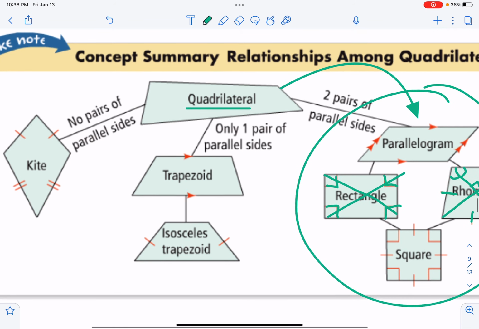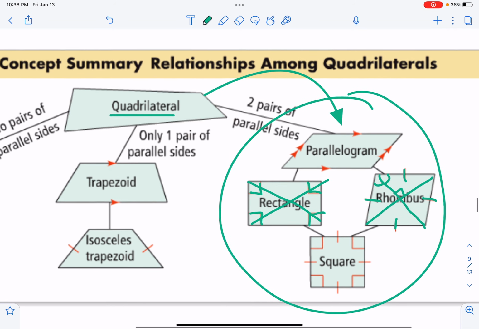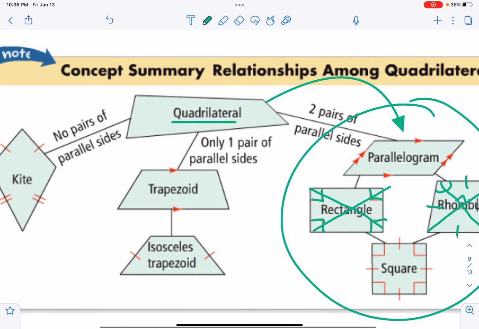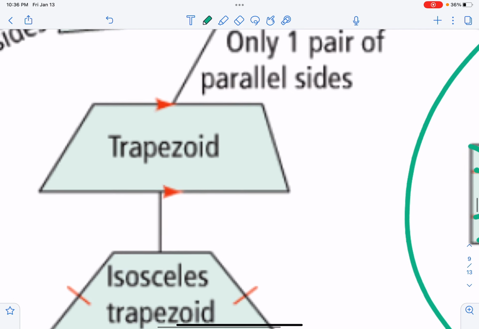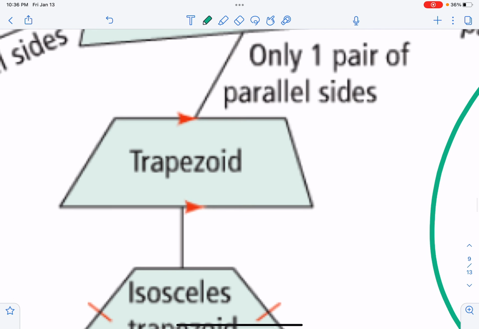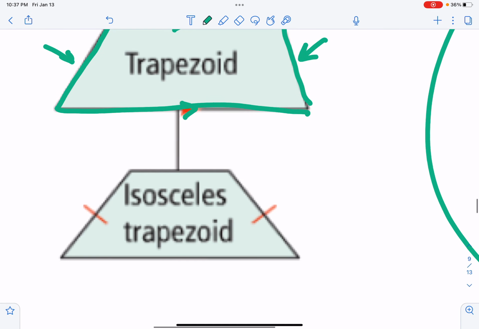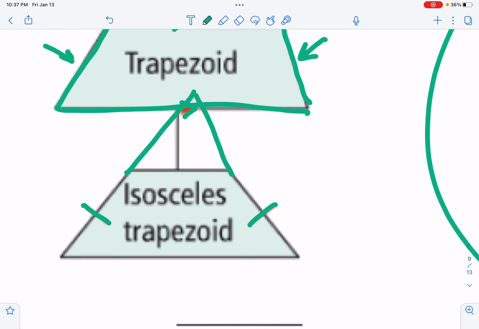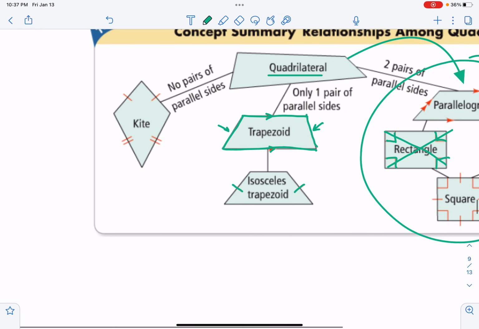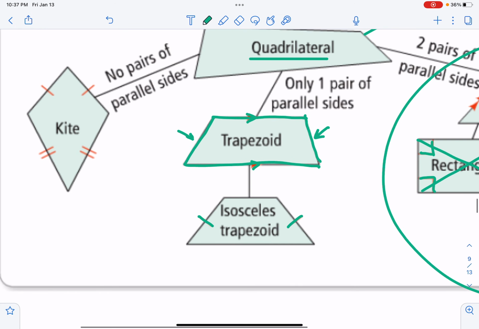But some quadrilaterals, 4-sided shapes, don't have 2 parallel sides. And so we're going to look at those. If it has 1 set of parallel sides, it's called a trapezoid. You can see here 1 set of parallel sides and then they're connected. If these sides right here are the same length, then it's called an isosceles trapezoid. So kind of like an isosceles triangle with the head cut off. So that's a trapezoid and an isosceles trapezoid.